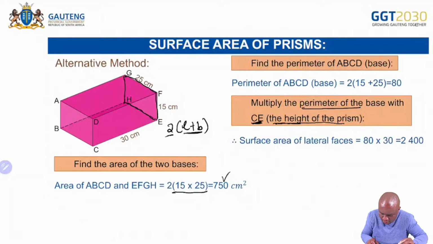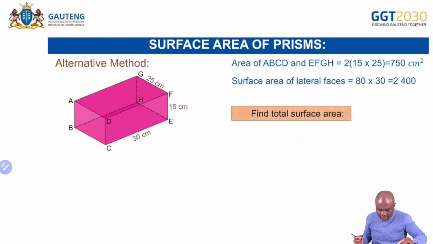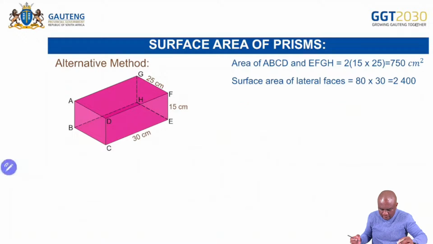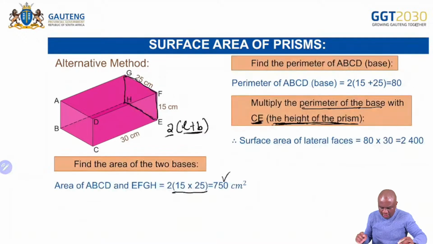So I've been talking a lot. Perimeter of the base with CE, the height of the prism. Sorry for that. So we multiply these two. I want us to just have short notes up to here before we continue. Let me give you 1 minute for this slide, then I'm going to give you another minute for the other slide. Just short notes, 1 minute.